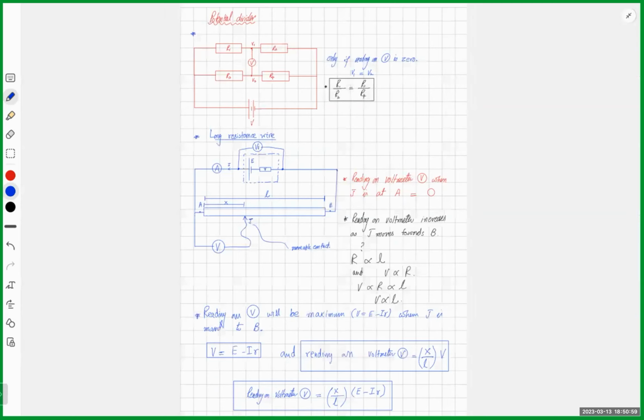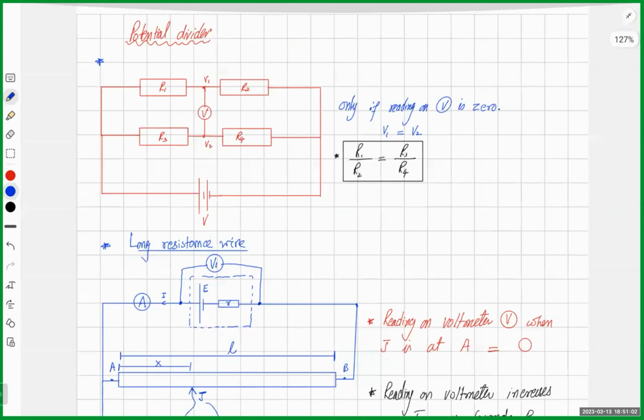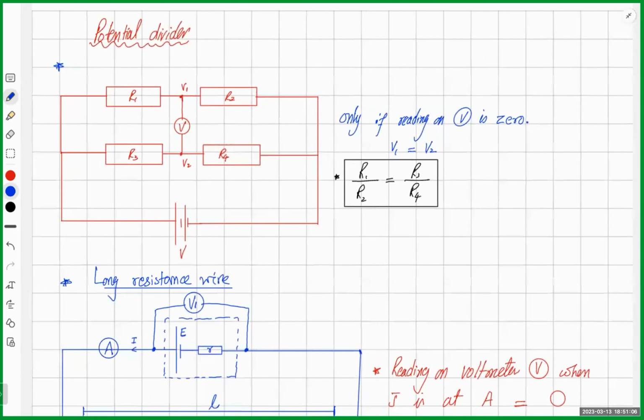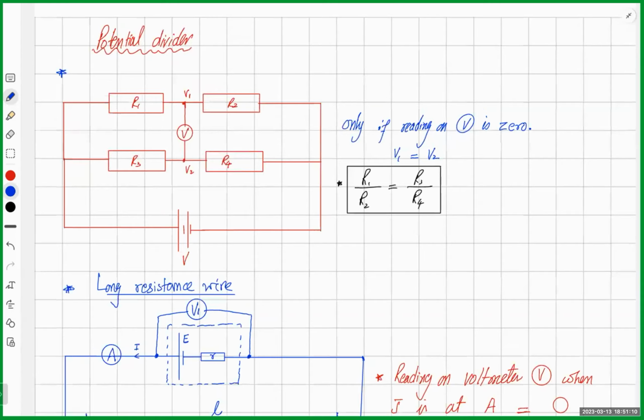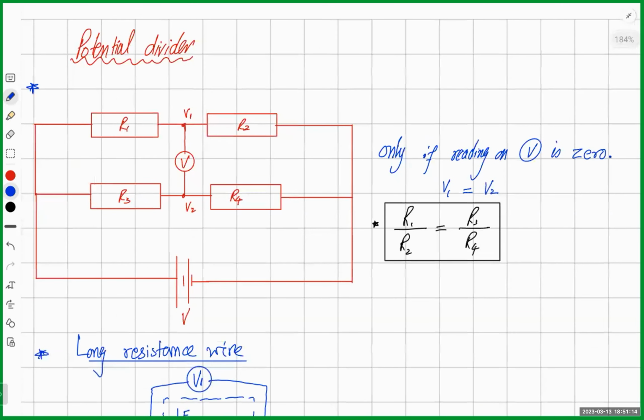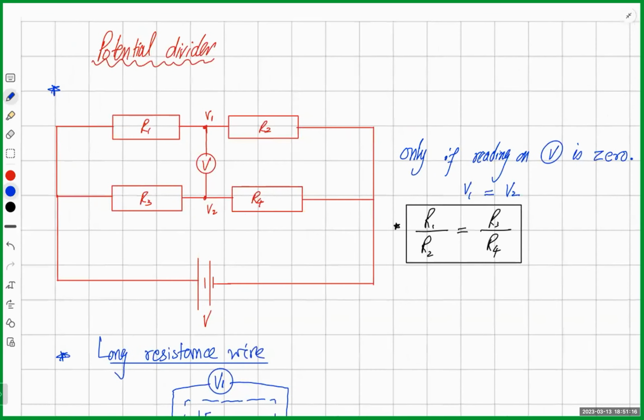Now, potential divider. If we have four resistors as shown over here, and we have done this kind of question before, where we calculated the potential difference between V1 and V2. But in that case, I did not make the special case where the resistors have the same ratio, the same ratio between R1 and R2 and R3 and R4. That would be a different case.